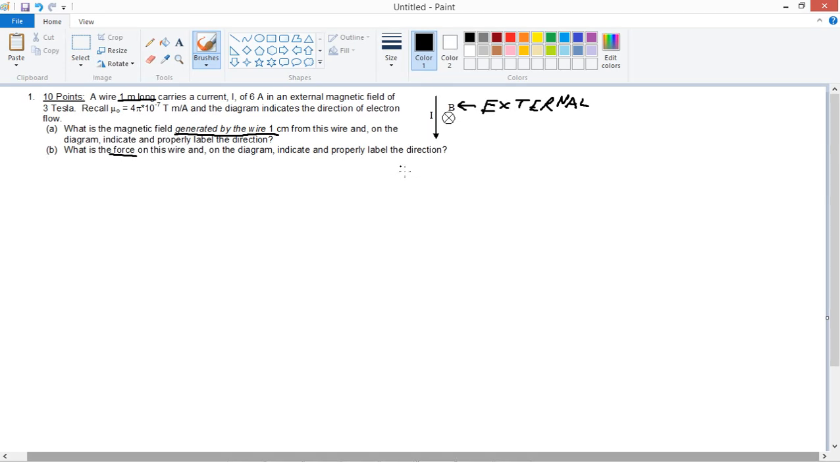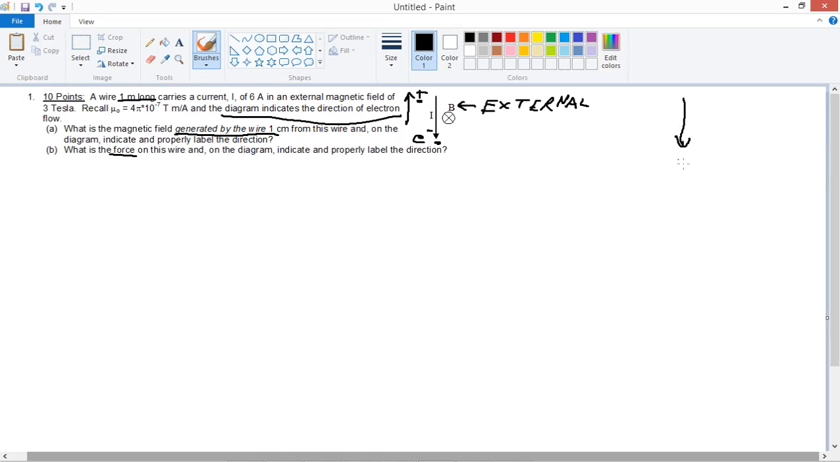So first of all, let's figure out the direction of the magnetic field. We have to use the right-hand rule. Remember, the diagram indicates the direction of electron flow, so the positive current flow would be in this direction. Point your thumb in the positive direction, up. The curl of your fingers points in the direction of the magnetic field.